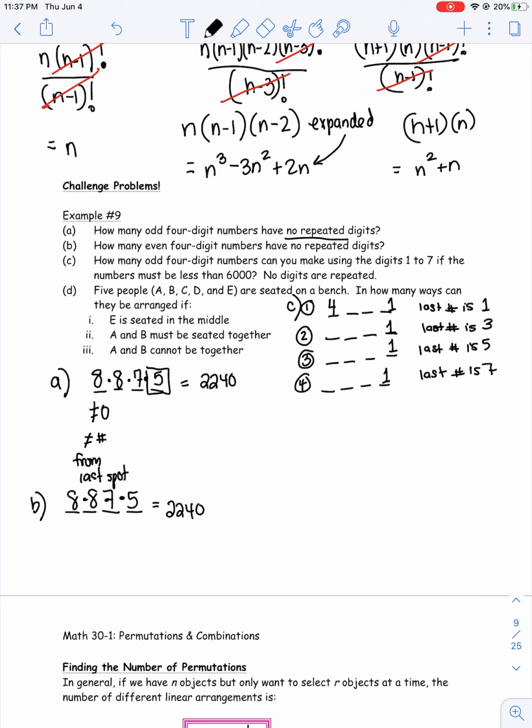So we can't use 1. We can use 2, 3, 4, and 5. Yeah, because we can't use a 6, because if we put the number 6 in that spot, that's going to give us a number that's more than 6,000. So we're only allowed to have something like 2,000, 3,000, 4,000, 5,000. So that's 4 different options for your first spot.